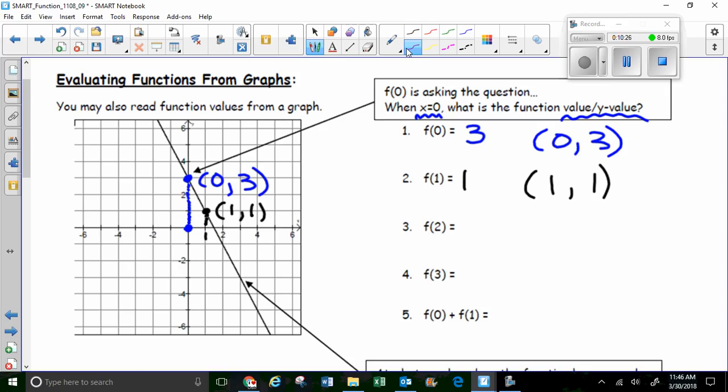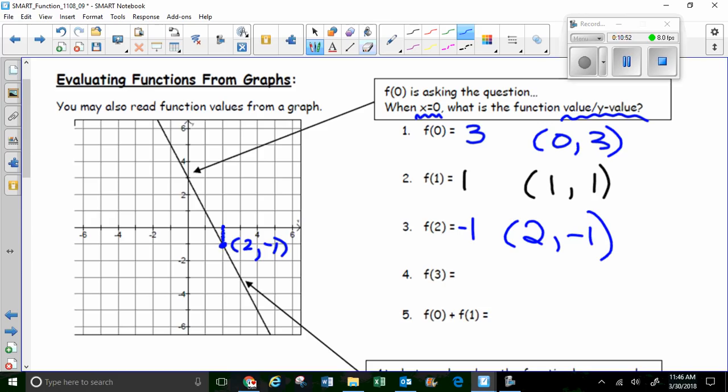f of 2 is asking the question, when x is 2, what is y? So go over to where x is 2, and follow it this time down, where your function has an x value of 2. And what's the y value? Well, that would be negative 1. So f of 2 equals negative 1, and has the ordered pair (2, -1).